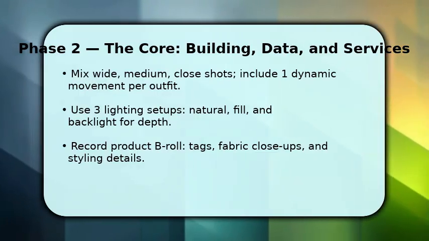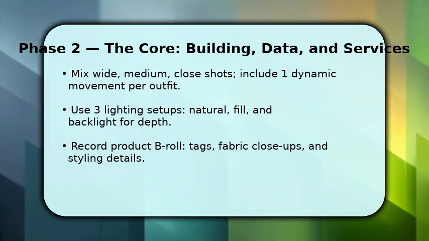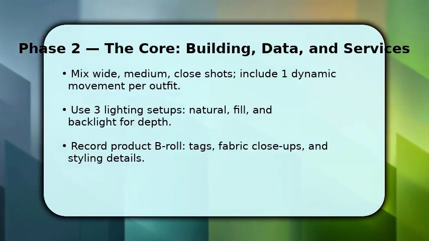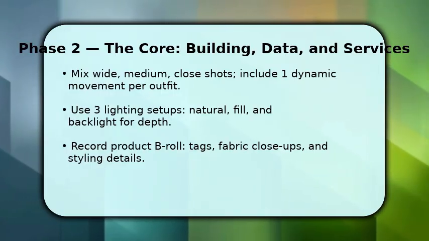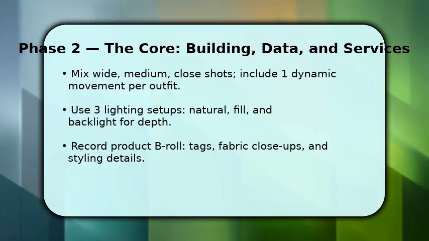Use a reflector or fill light to soften shadows, and add a subtle backlight for separation. Capture B-roll of labels, seams, and buttons. These small details sell quality. Keep clips short and usable so editing becomes a fast, creative assembly.